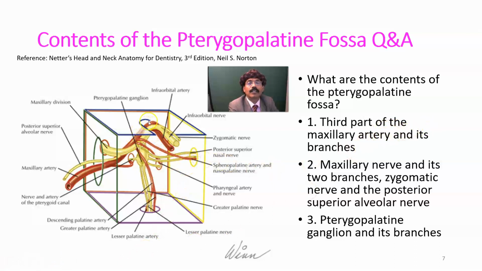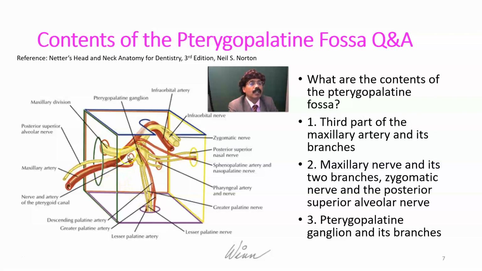This is the maxillary artery. We have the infraorbital artery. We have the sphenopalatine artery, which goes along with the nasopalatine nerve. We have the pharyngeal artery and nerve here. And we have the descending palatine artery, the greater palatine artery and the lesser palatine artery. These are branches of the third part of the maxillary artery.